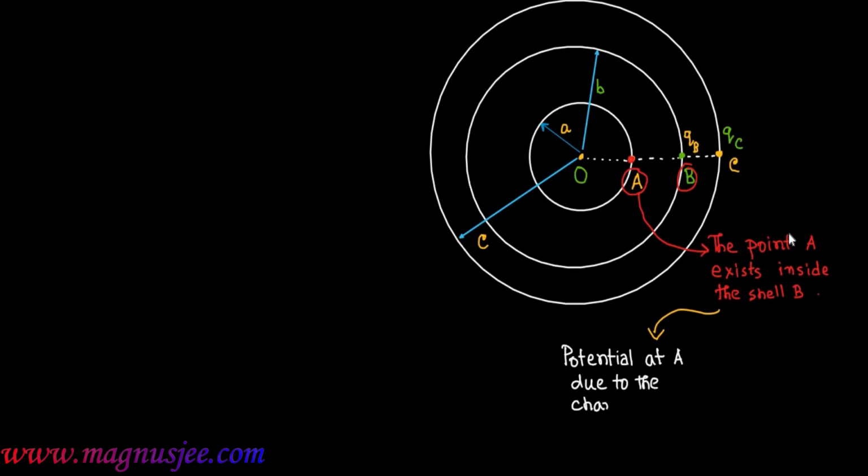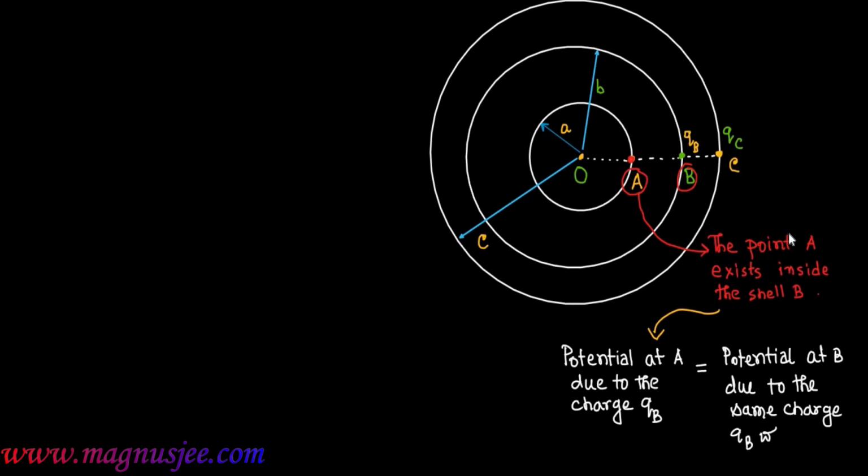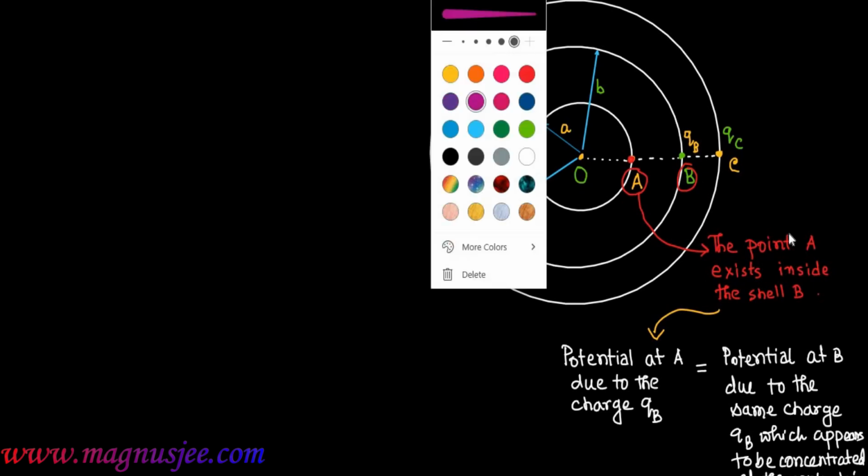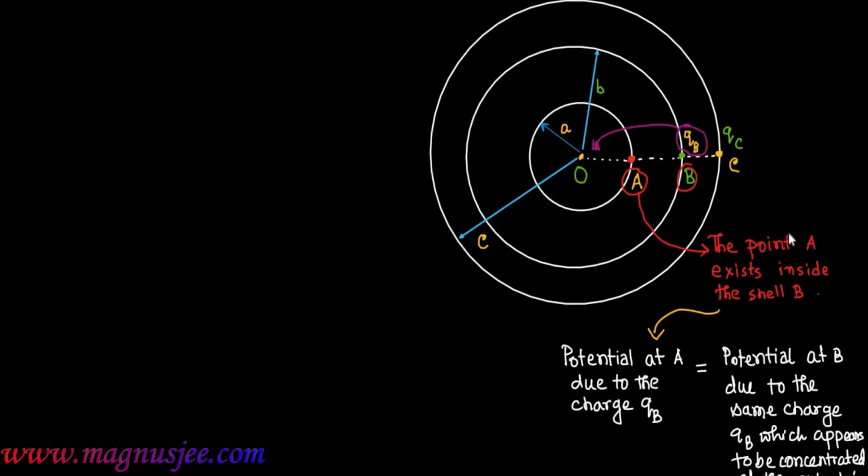That's why we can assume that the potential at A due to the charge QB will be equal to the potential at B due to the same charge, which appears to be concentrated at its center O. Now QB is the charge which appears to be concentrated at the center O.